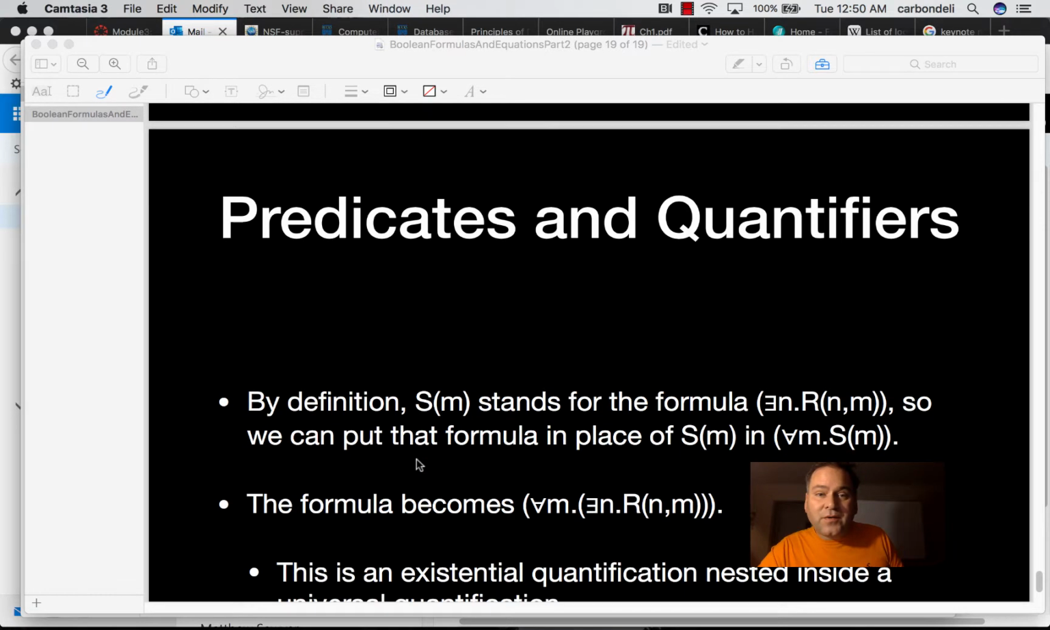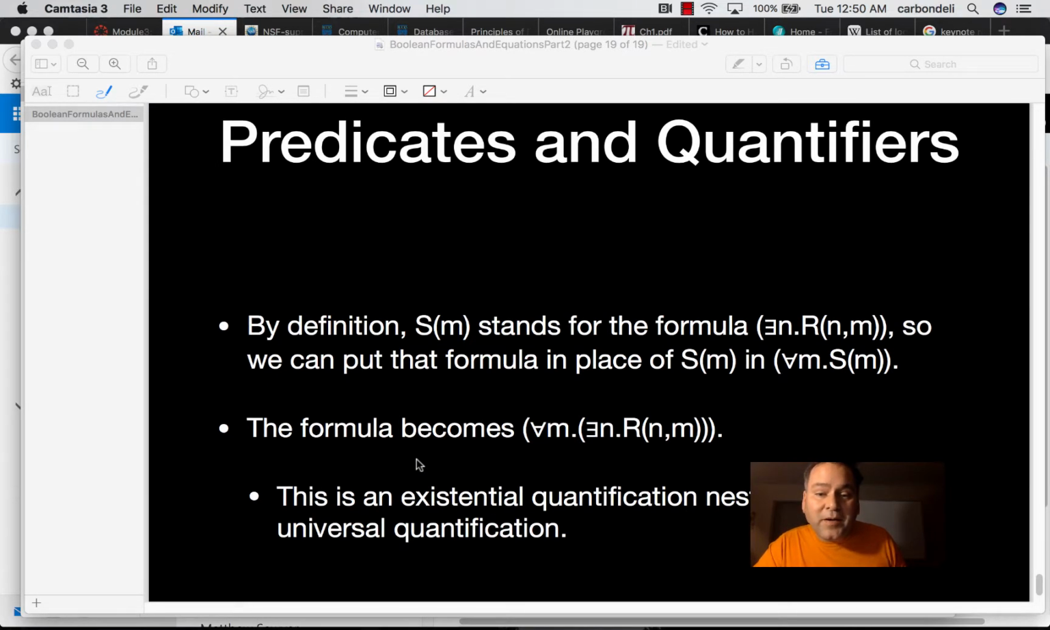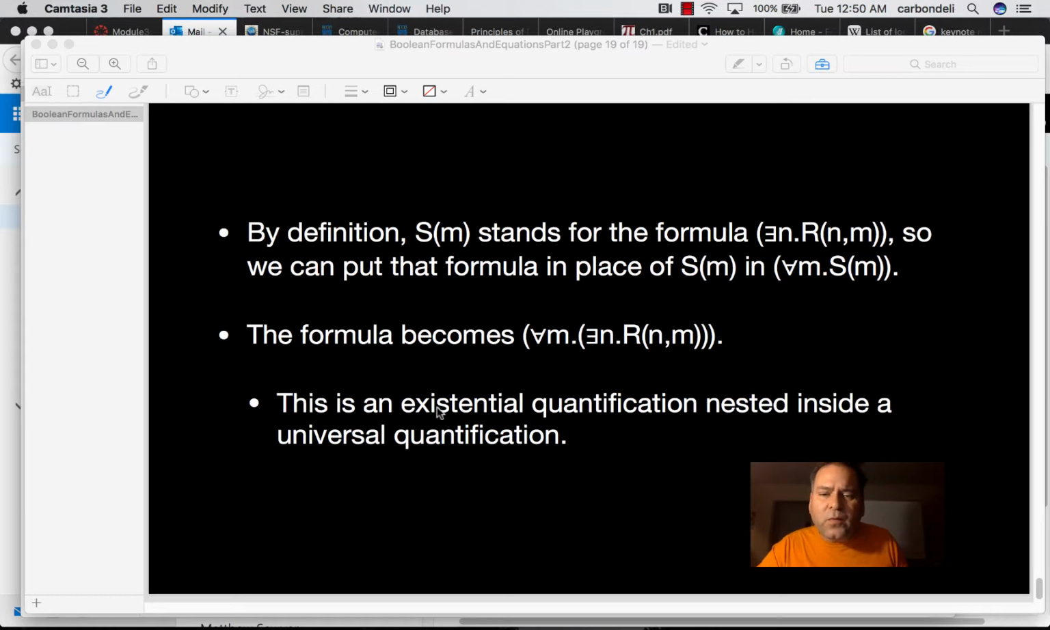By definition, S of m stands for the formula for some n, R of m, n. So we can put that formula in place of S of m in for all m, S of m. So the formula becomes for all m, for some n, R of m, n. And this is an existential quantification nested inside a universal quantification.